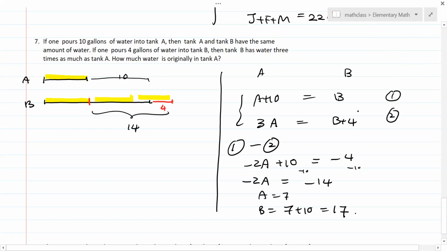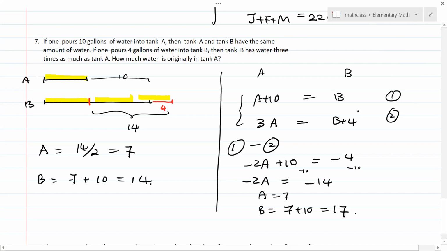Okay, so 14 is twice the amount of water in tank A. If you look at this picture, clear? So A should be equal to 14 divided by 2. It's 7. It's much easier. You can see quickly, right? Then B is going to be 7 plus 10, which should be 14.